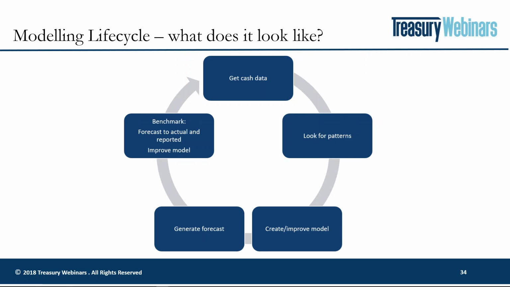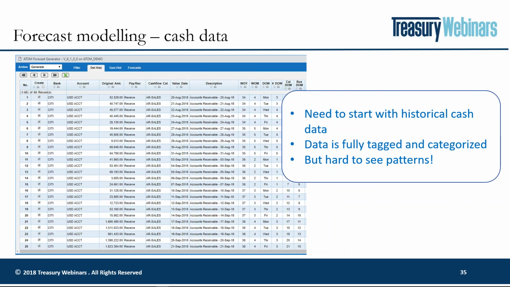So here's what we see from our customers, what a modeling lifecycle looks like. First, you have to get all the cash data. You can't just create a model, you have to look for patterns, and you have to inspect the data. Once you see patterns, you can then create a model. And of course, you have to constantly improve that model. You use the model to generate forecasts, and then you start to test your model via benchmarking and other methods. And of course, you tweak as you go on. And then you start the whole process over again. It's very cyclic. It's evolutionary. It's a constant process. Next slide.